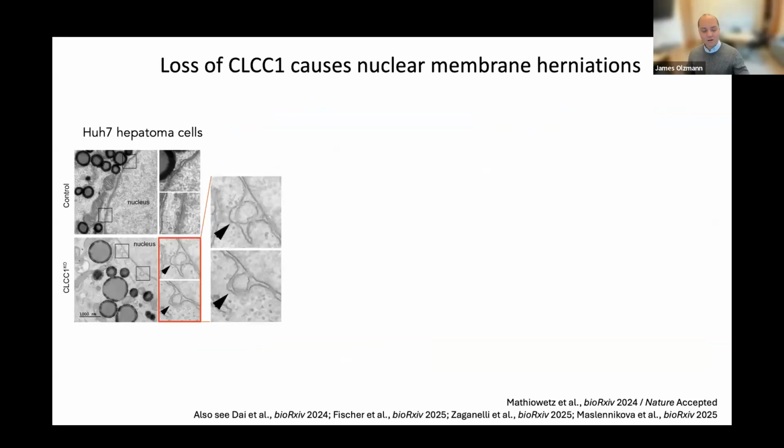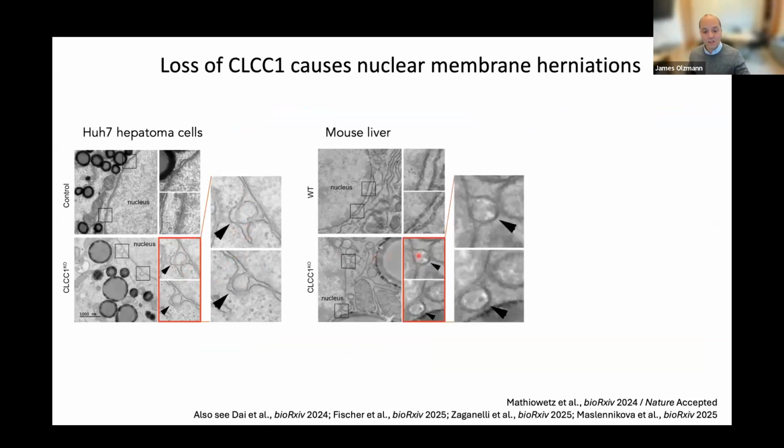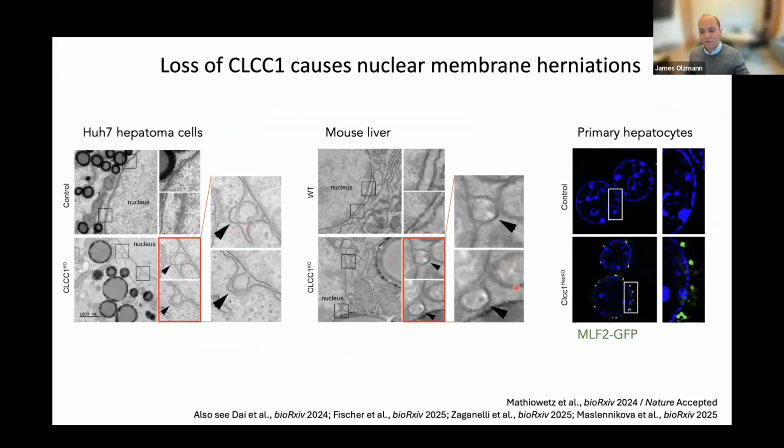So we went back to our EM micrographs. I feel bad that we missed these. Initially, we were so focused on the lipid droplets. But when we zoomed in here on the nuclear envelopes, we saw these remarkable nuclear blebs accumulating on the nuclear membrane. We can also see these blebs or herniations within our knockout mouse liver, as well as with fluorescent markers of nuclear herniations or blebs.